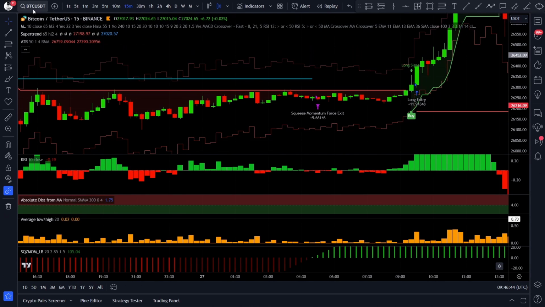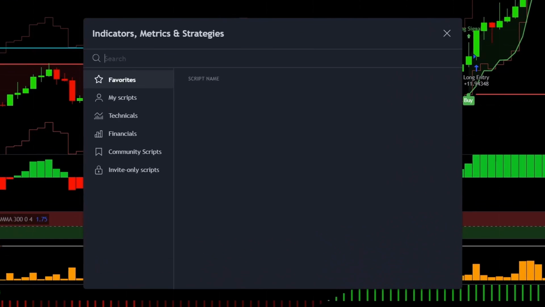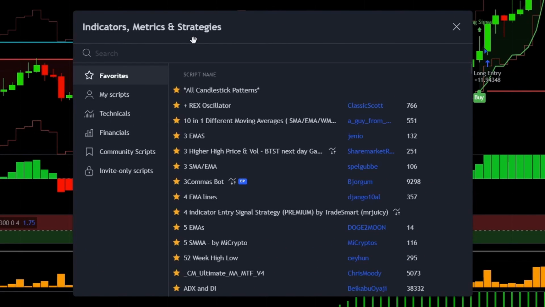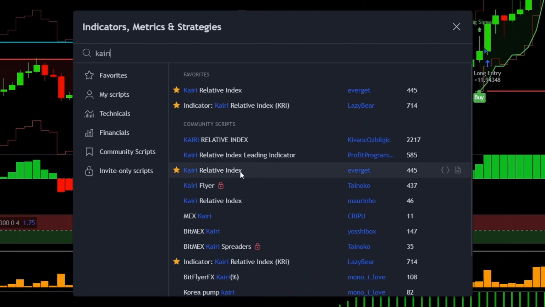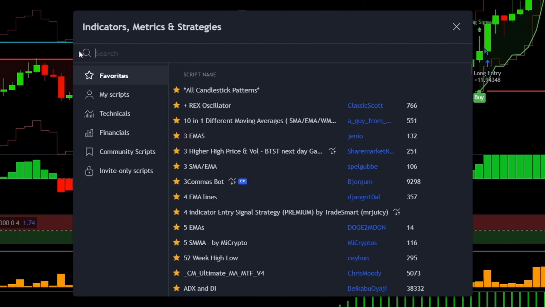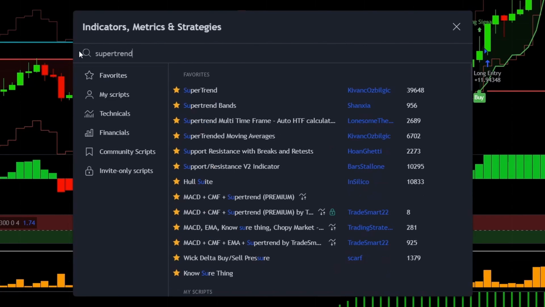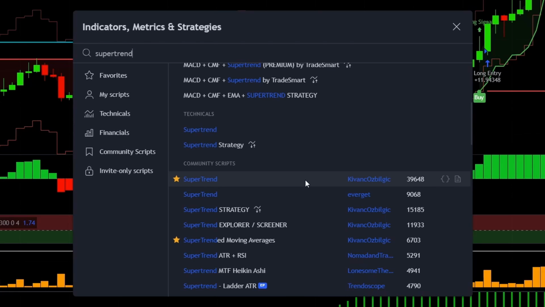If you've set up the BTCUSDT 50-minute chart, let's open up the Indicators tab. First of all, type in the first entry signal, the Kairi relative index, and add this one to your chart. After that, let's add the slower reacting entry signal, which is going to be the SuperTrend. This one.